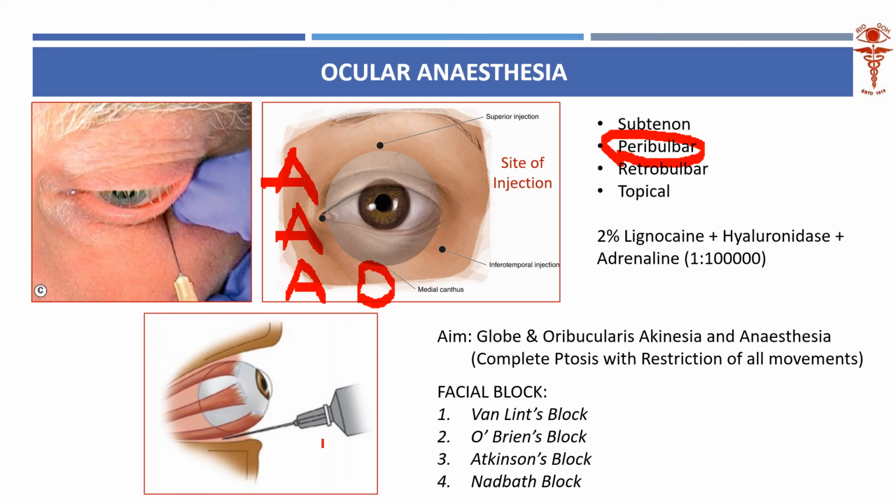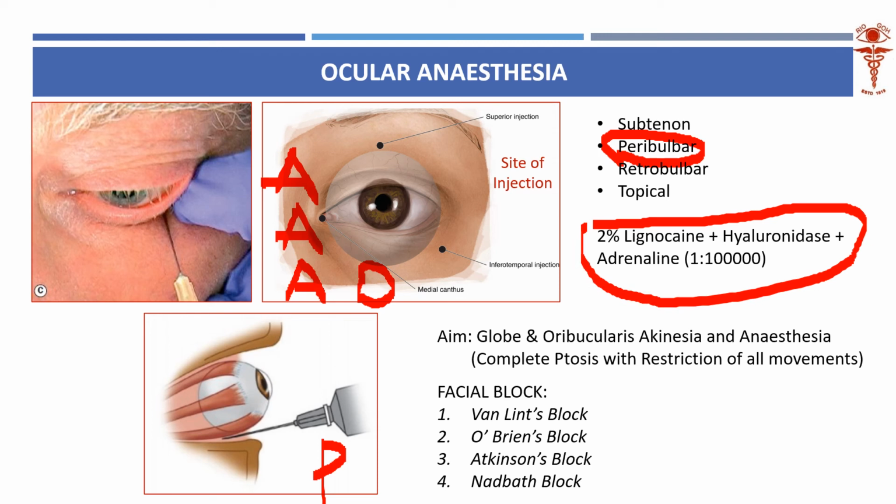This is the peribulbar block. Can you see? A syringe is loaded with the solution, which has 3 components. One is 2% xylocaine, hyaluronidase, and adrenaline, 1 in 1 lakh adrenaline. This kind of mixture is prepared for anesthesia, and this solution is loaded in a syringe. Around 4 ml of the solution is loaded in a syringe.